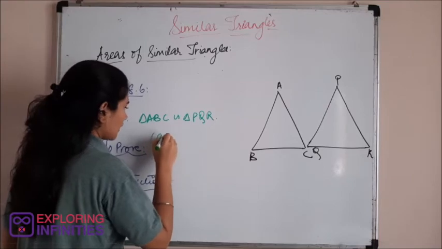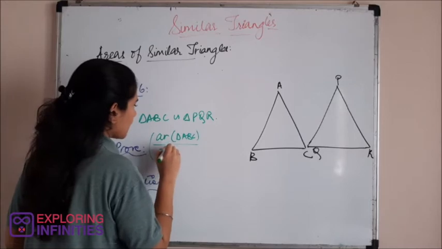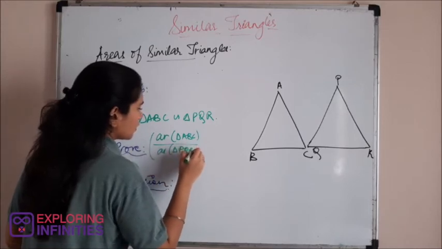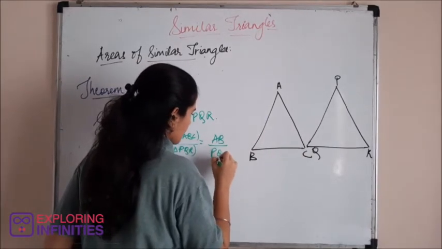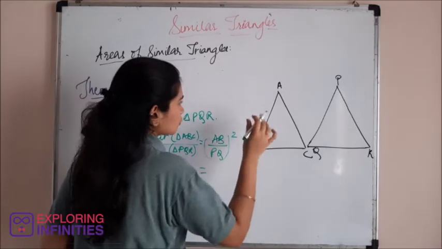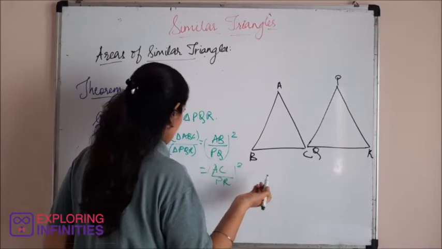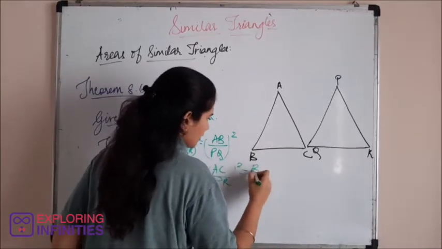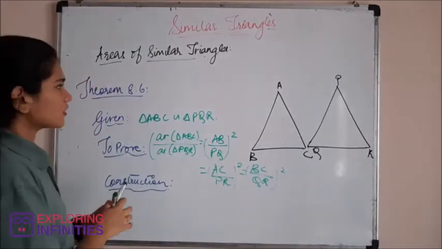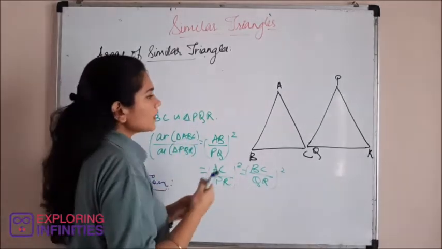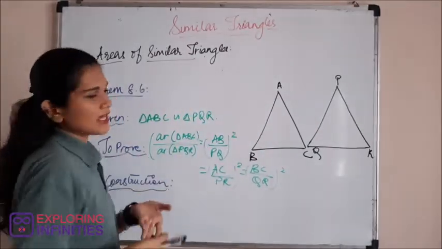So area of triangle ABC divided by area of triangle PQR is equal to AB divided by PQ whole square, which would be equal to AC divided by PR whole square, which would also be equal to BC divided by QR whole square. Now since we know that these two triangles are similar, we know that the sides are already in the equal ratio. The ratio of the corresponding sides is equal.